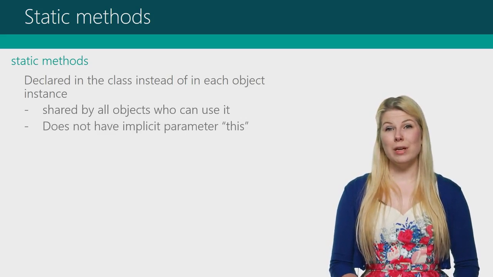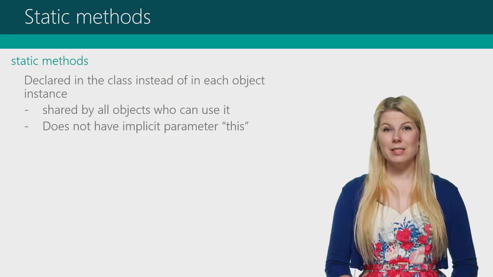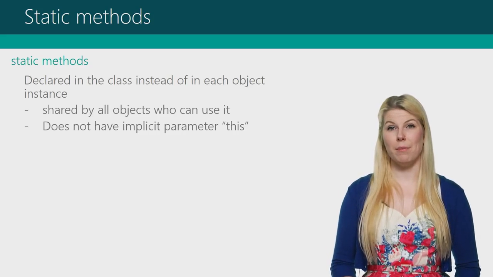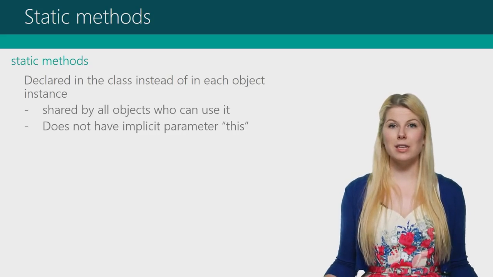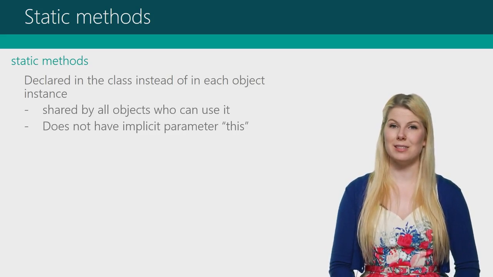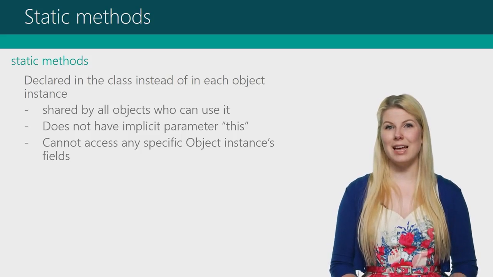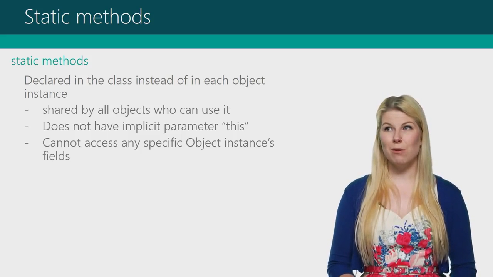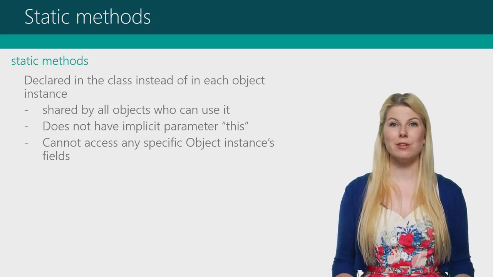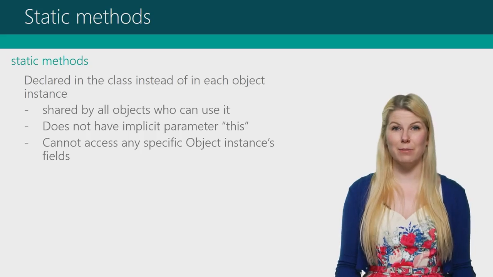Static methods are really limited in what they can do, and that's because they do not have the implicit parameter this. They have no concept of an individual object instance. What this means is that they can't access any specific fields, so they can't do anything inside of them that are specific to the state of the object.